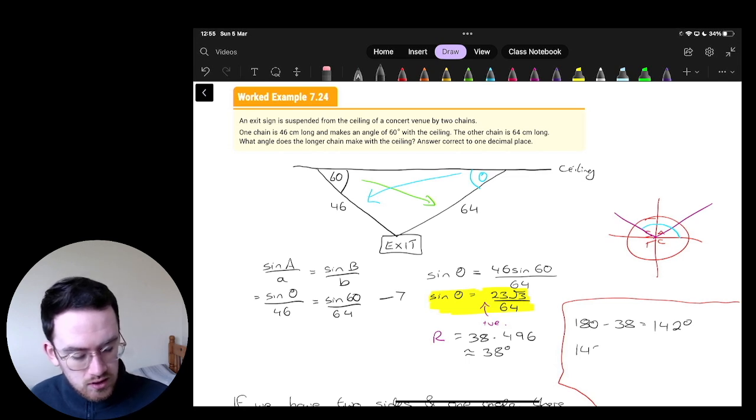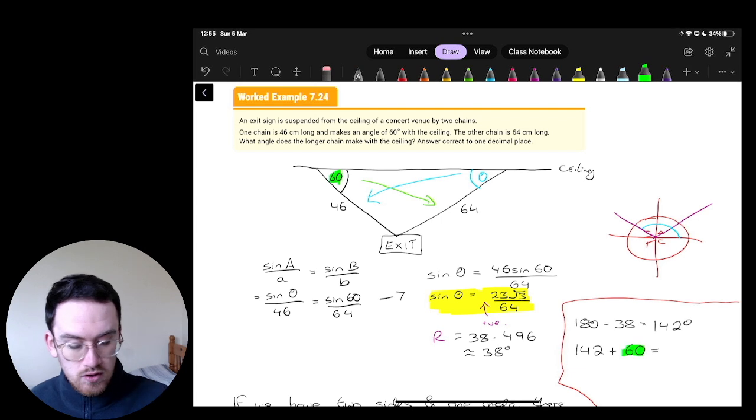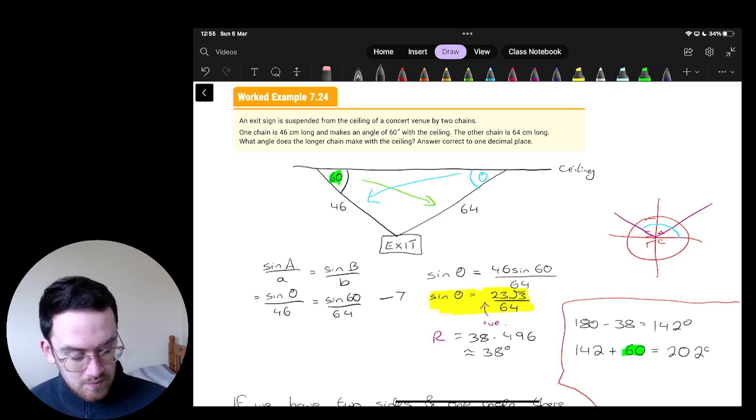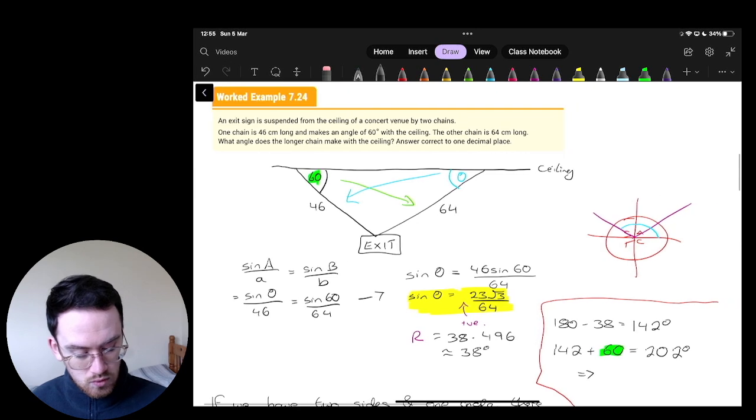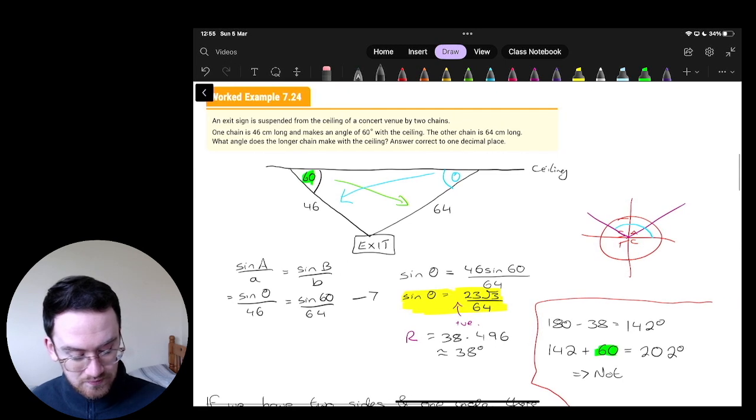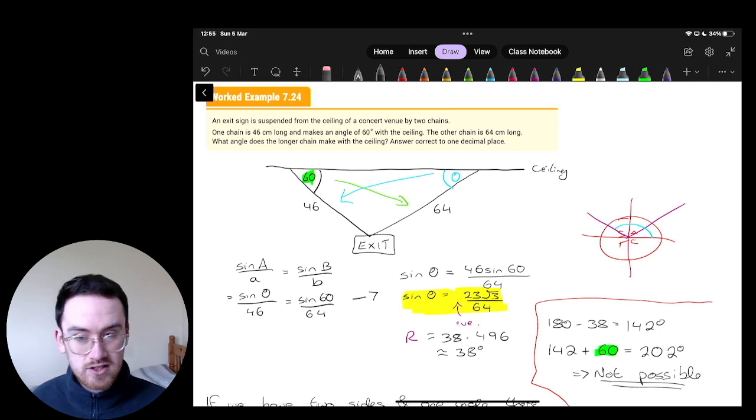Now we know if we're looking at a triangle, all of my angles should add up to 180. I have one angle that I know for definite is 60, because we have that up here. So if the other angle was 142, the two angles would have a total of 202, which is not possible. So all that means for us in this case is that there is only actually one solution.